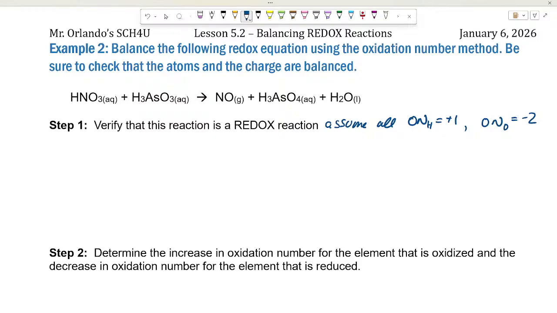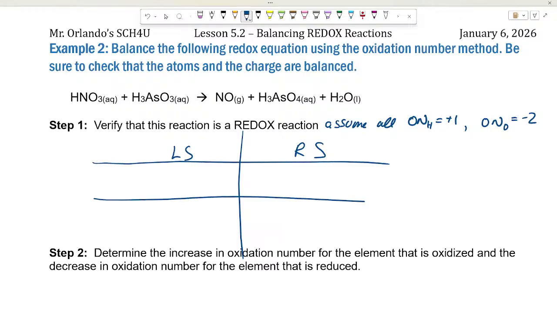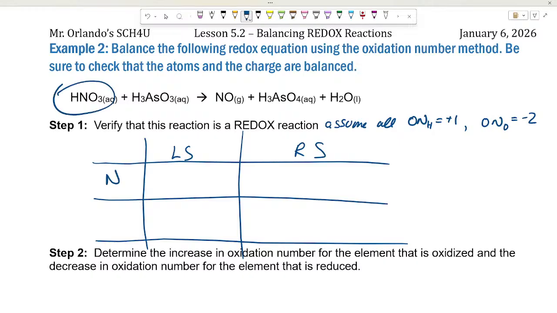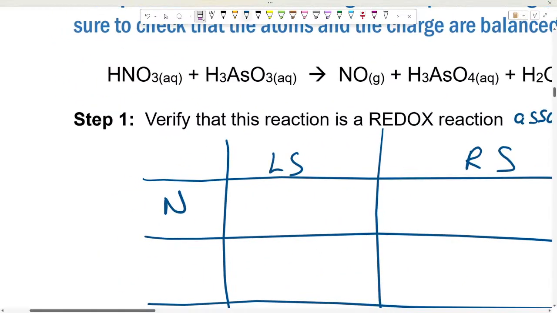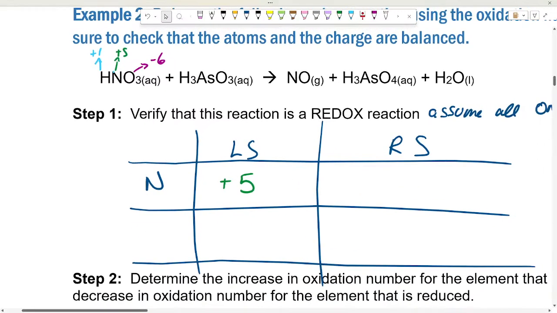So, sometimes it's helpful to kind of do a little table here. So we'll do left side, right side, and we'll just track the oxidation number of each of these. Let's look at nitrogen first. In the left side here, what do they have to sum to here? They have to sum to 0. What are the oxygens giving us? -6. What is the hydrogen giving us? +1. So what's nitrogen got to be? +5. Okay, good. Does that make sense? So that's on the left side. Then let's look on the right side. On the right side, what is oxygen giving us?